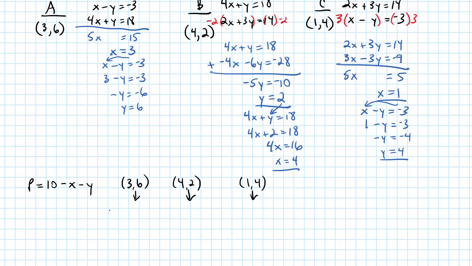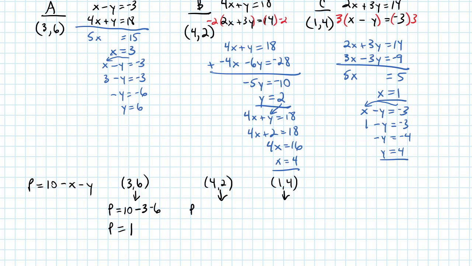So if I plug in 3 and 6, I get p equals 10 minus x, which is 3, minus y, which is 6. So 10 minus 3 is 7, minus 6 is 1. So this vertex gives us an output of 1 in our objective function. For 4, 2, let's create a little more room here. For 4, 2 gives us p equals 10 minus x, which is 4, minus y, which is 2. So p equals 10 minus 4. 6 minus 2 is 4. So this gives us a bigger output of our objective function. And then last we have 10 minus 1 minus 4, which gives us 5.